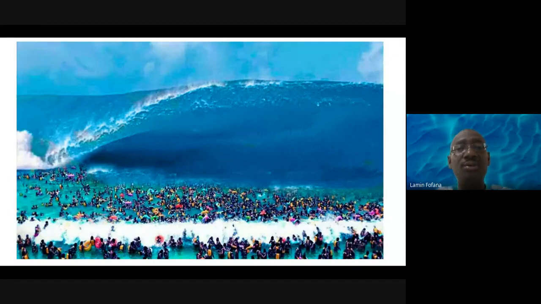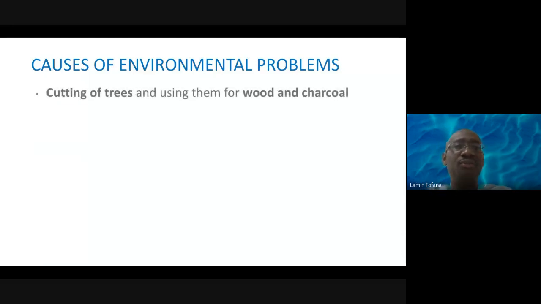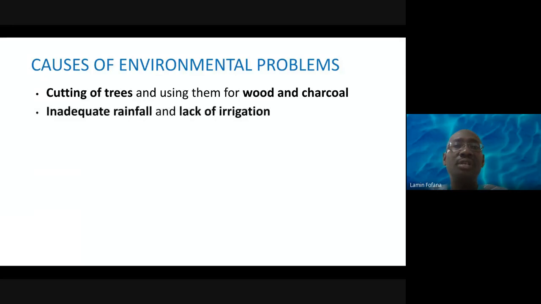Okay. So what are the causes of some of these environmental problems? We've talked about them. Of course, cutting of trees and using them for wood and charcoal. That's very common in the Gambia. And like I said, now you can use any tree. Even leaves, they can make it as charcoal, unfortunately. So sad. That's why you have charcoal everywhere.